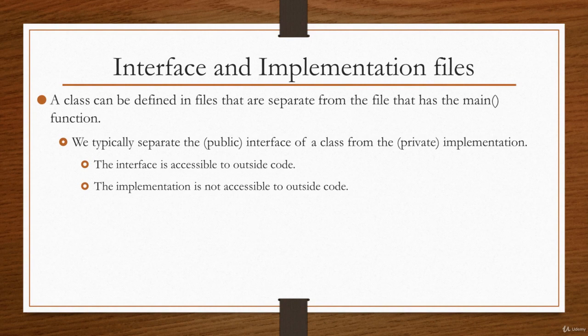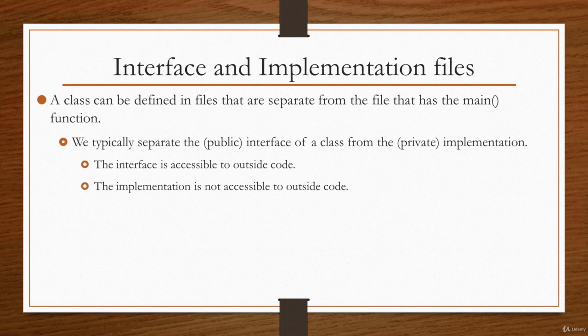Let's talk about interface and implementation files. A class can be defined in files that are separate from the file that has the main function, right? And again, the main function is the entry point for our program. And we typically separate the public interface of a class from the private implementation. So the interface is the public part, which is accessible to outside code, and that's basically like the public section in your class, whereas the implementation is not accessible to outside code.